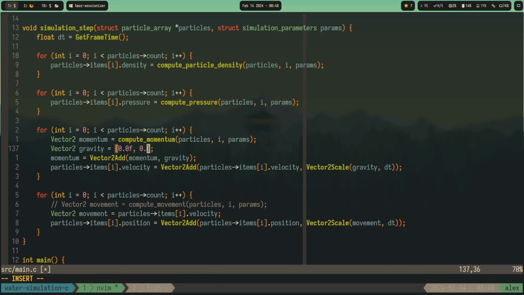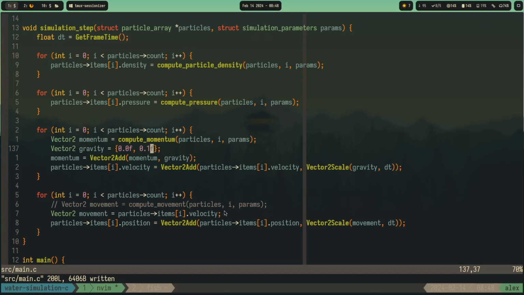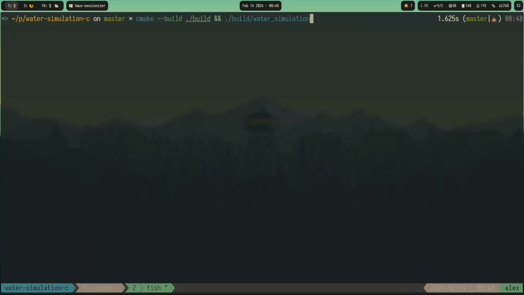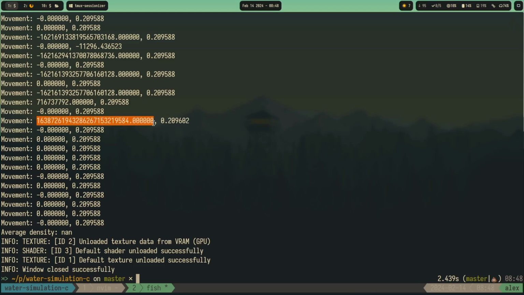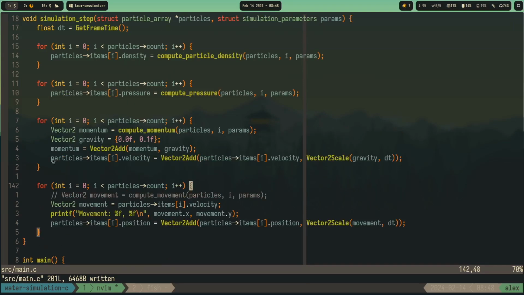Okay, let's do something like 0.1f. Move it really slow. And yeah, I mean, something is wrong. But how? Why is the movement sometimes such a weird number? Velocity, we just change it here.